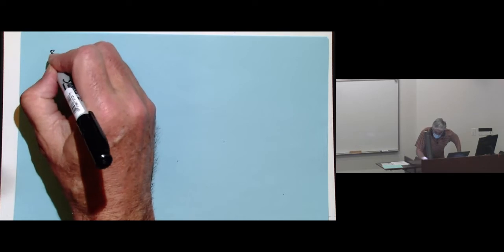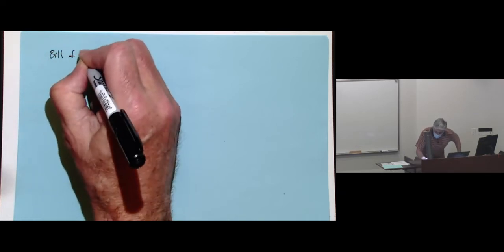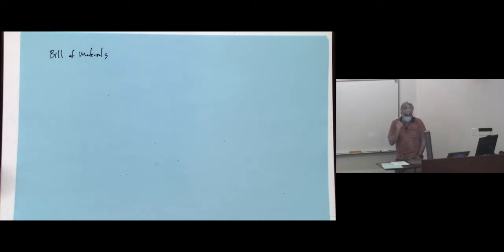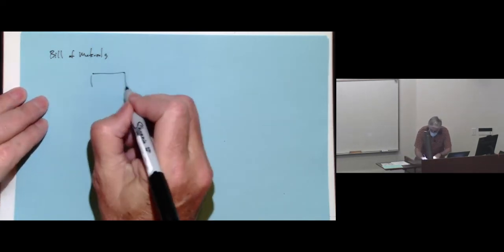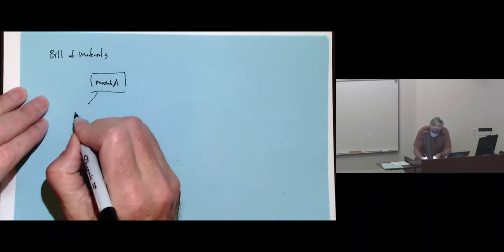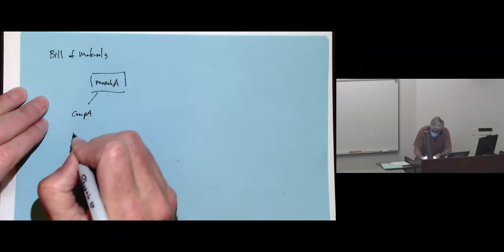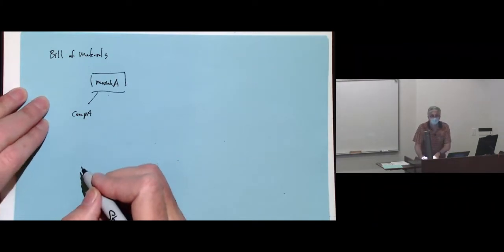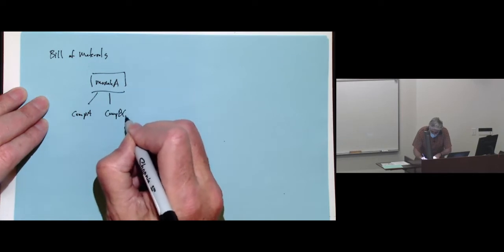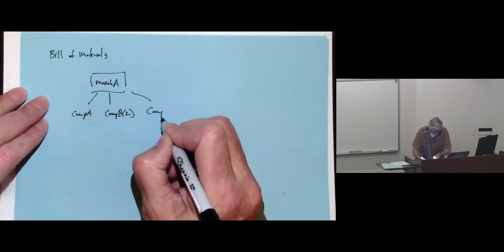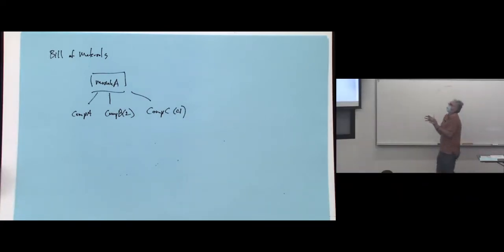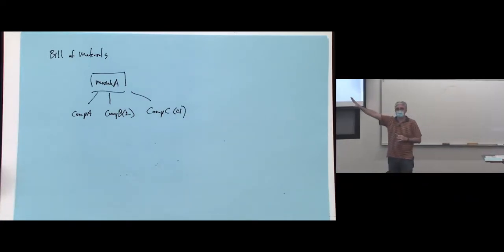Bill of materials. Okay, so let's just take one of these modules. We have module A, and it had comp A, one of these. Comp B, 2 of these. Comp C, 4 of these. All right, so when I think about the module itself, this is what it has.